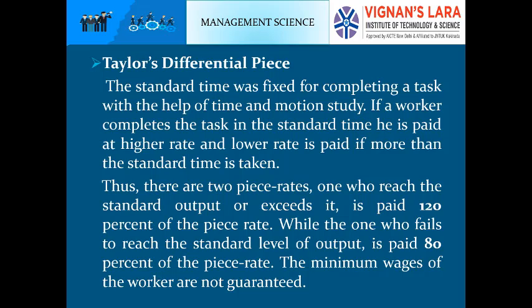One who reaches the standard output or exceeds it is paid 120% of the piece rate. For example, piece rate is 20 rupees into 120 by 100. Here 20% is an additional bonus. While the one who fails to reach the standard level of output is paid only 80% of the piece rate. That means a cut. For example, piece rate is 20 rupees, he did not reach the standard time, then 20 into 80 by 100, only 16 rupees is the remuneration. Here also we are rewarding the efficiency of the worker. The minimum wage of the worker is not guaranteed in this method.